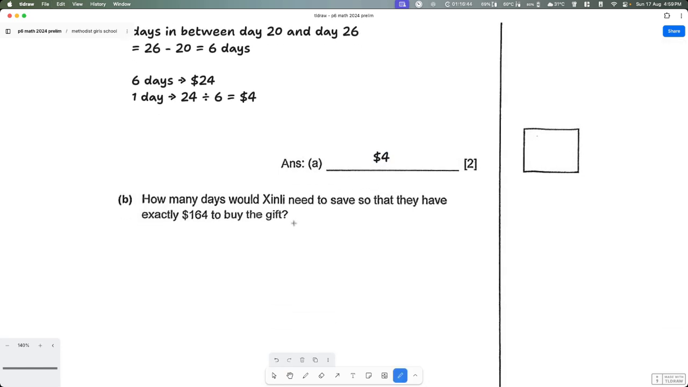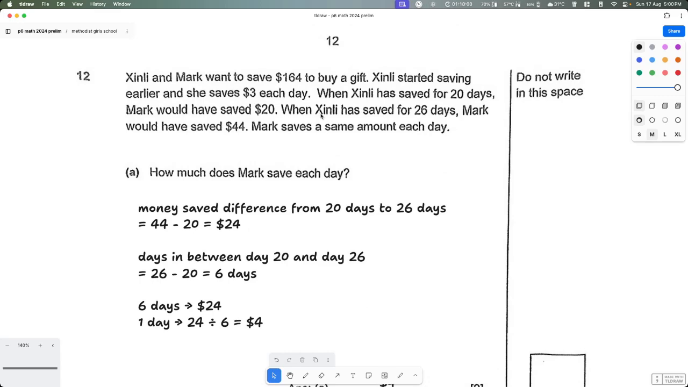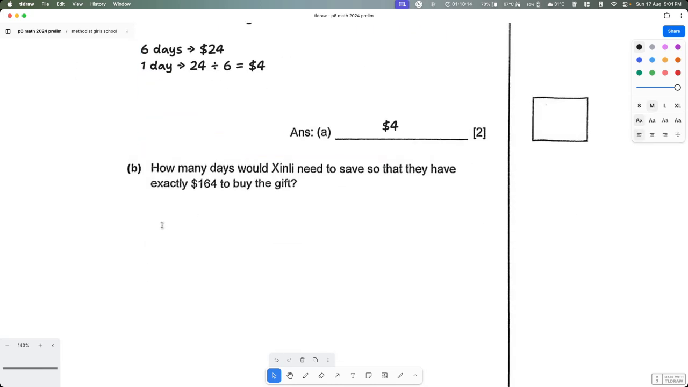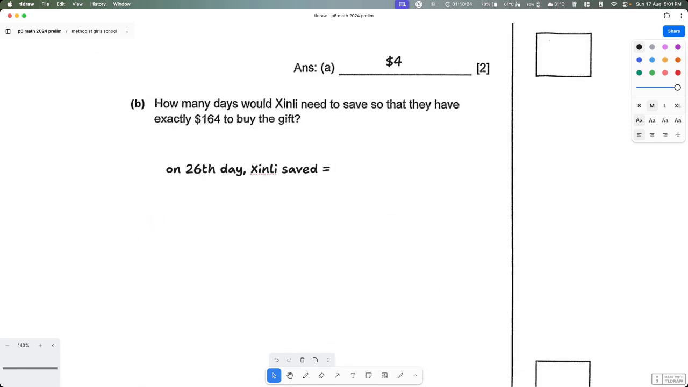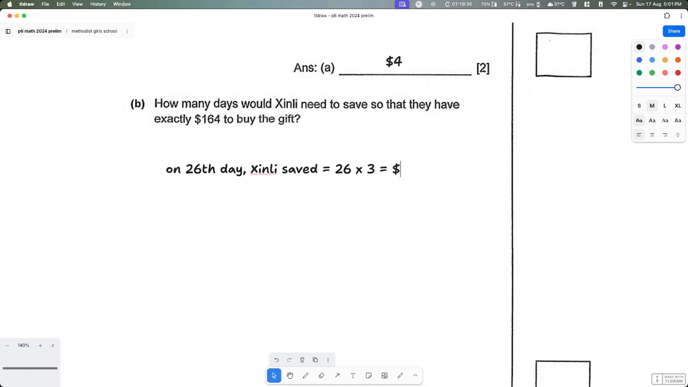How many days would Sin Lee need to save so that they have exactly $164 to buy the gift? Okay, so for part B, we know that Sin Lee has saved for 26 days. Mark will have saved $44. On the 26th day, Sin Lee saved $3 each day, so it's 26 times 3, which will be $78.